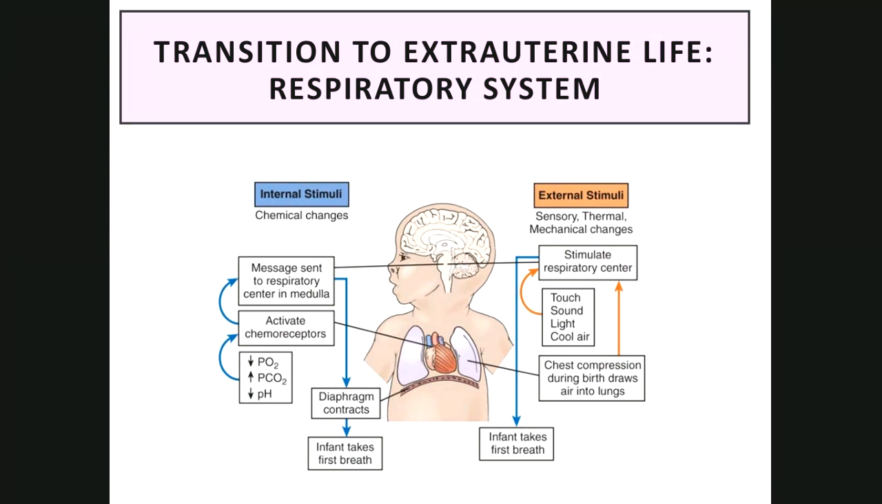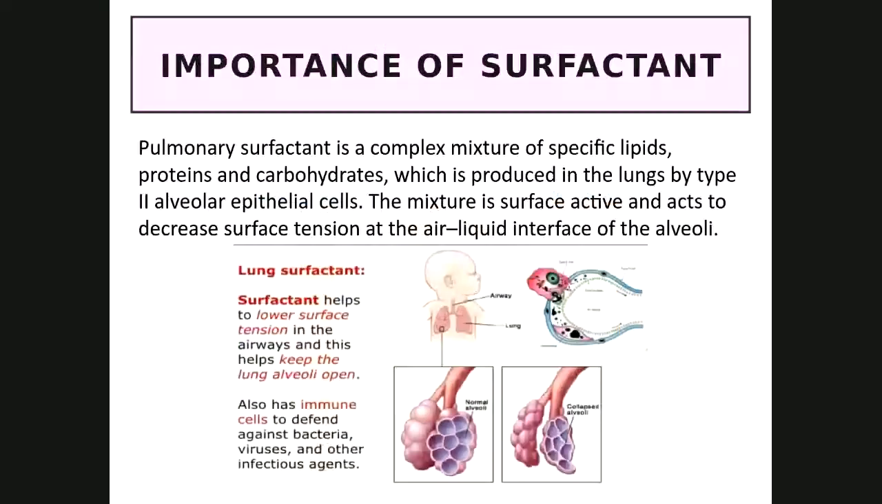Okay, so now surfactant. Full-term babies have this and preterm babies not so much. Pulmonary surfactant is a complex mixture of specific lipids, proteins, and carbohydrates, which is produced in the lungs by type 2 alveolar epithelial cells.